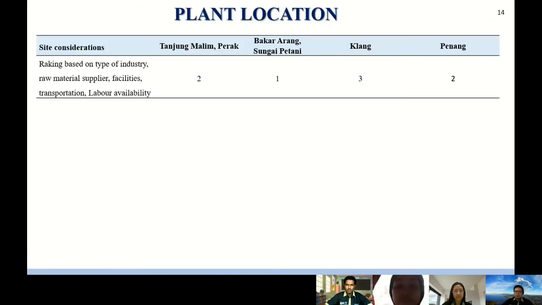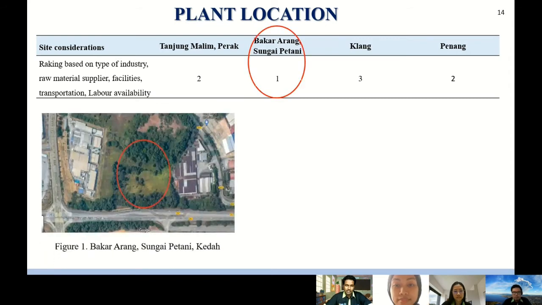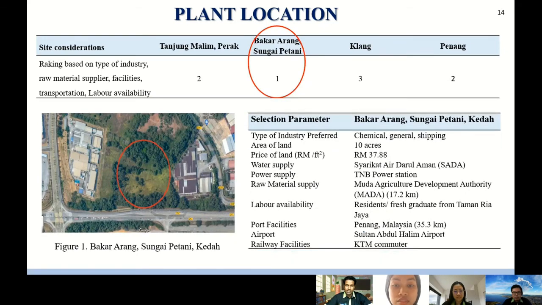Moving on. So for other plant locations, we chose 4 places, which are Tanjung Malim, Bakar Arang, Klang, and Penang. From our factor rating, we found that Bakar is the best location for our plant. So these are the site location of our plant. For the factor rating, we include selection parameters such as type of industry preferred, area of land, price of land, water supply, power supply, raw material supply, labor availability, port facility, airport, and also railway facilities. So from the rating, we found the Bakar area is the best place for our site.